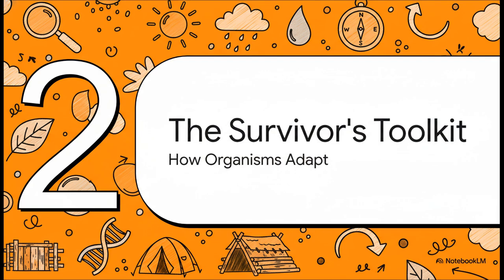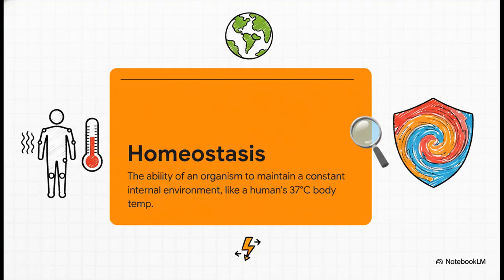So, given all those challenges, how on earth do organisms actually cope? Well, that brings us right to our second section, the survivor's toolkit. We're about to explore the incredible strategies that living things use to adapt and thrive. The very first tool in the kit, and honestly, it's a huge one, is this concept called homeostasis. It's this remarkable ability to keep a stable internal state no matter what's going on outside.